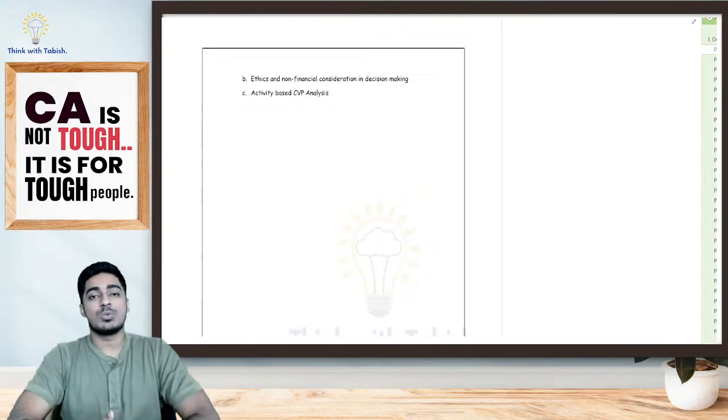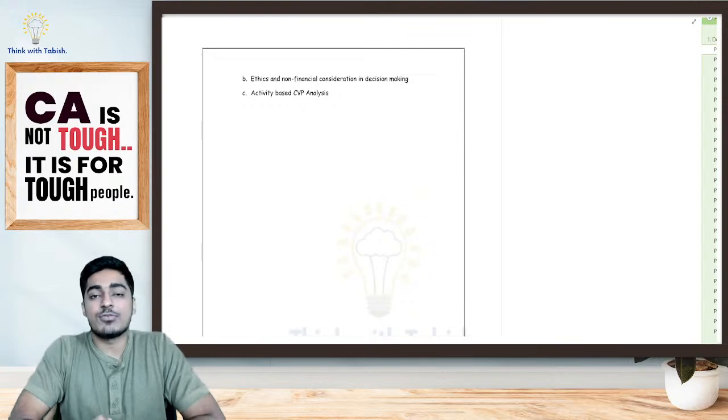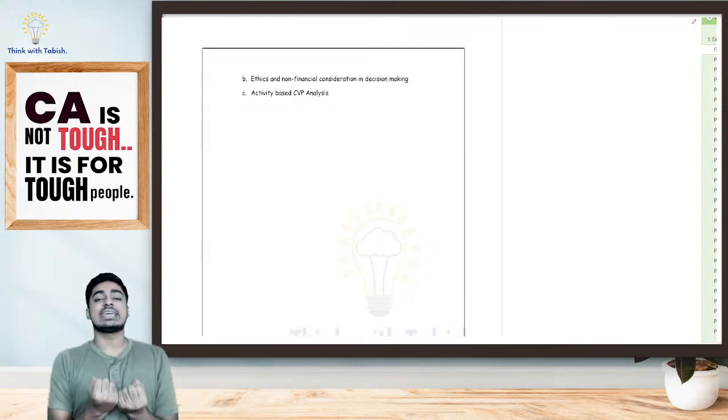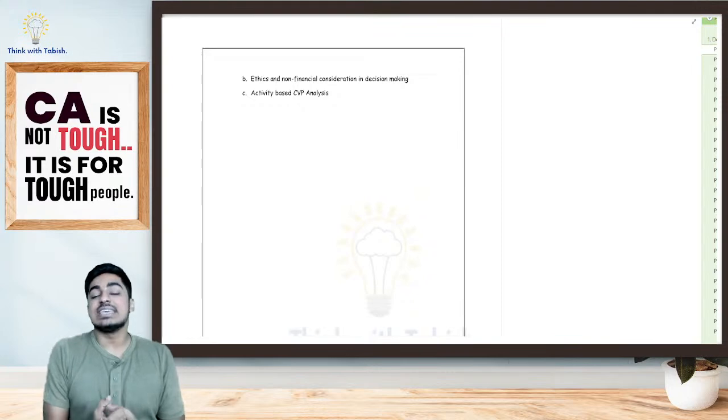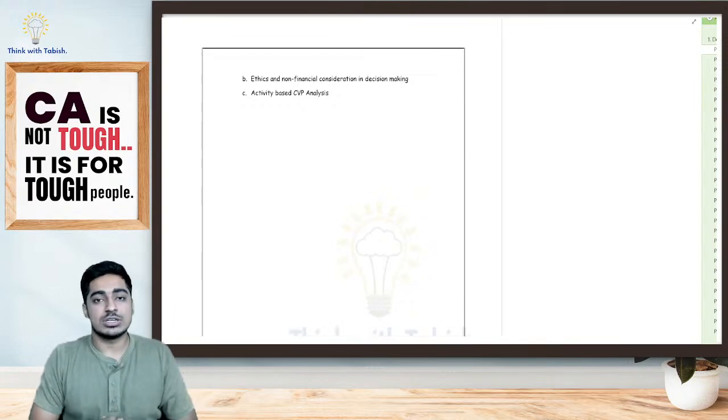Next, we went to concept 1b, that is basic formulas. First, we began with the concept of contribution, that is how much net cash I am getting in my hand. It is sales minus variable cost. It is also fixed cost plus profit. Next, we went to variable cost ratio and PV ratio.